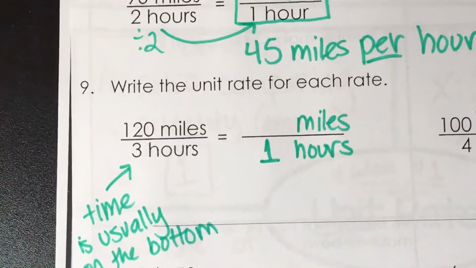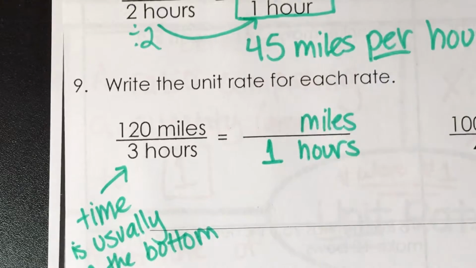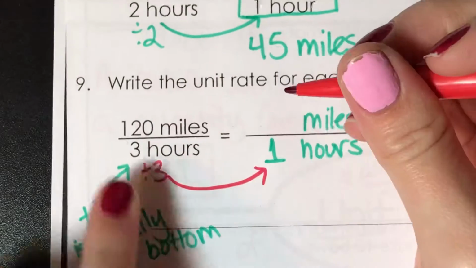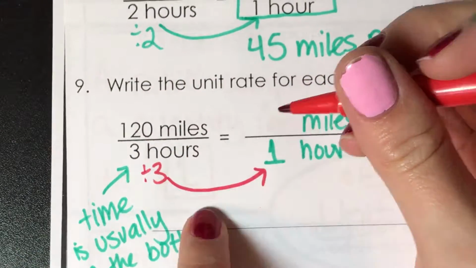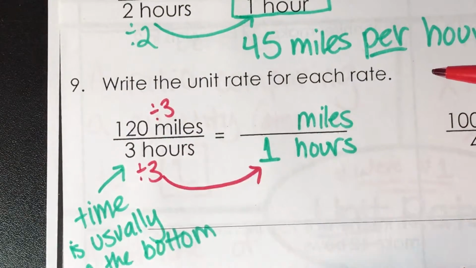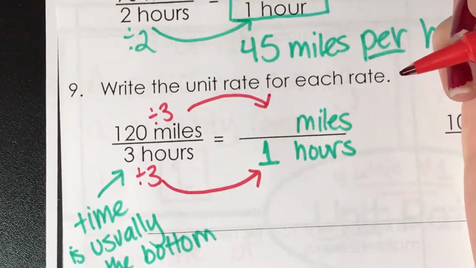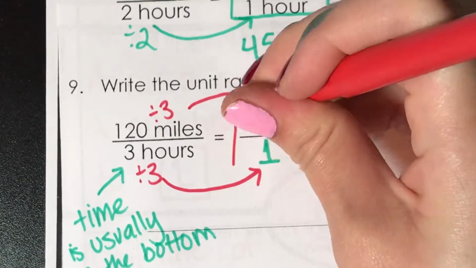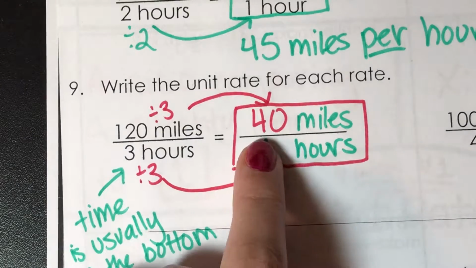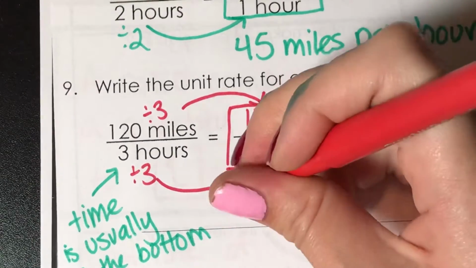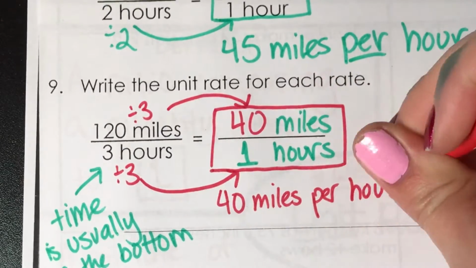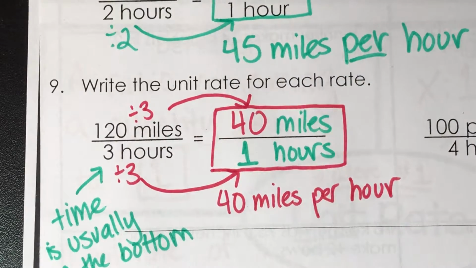So, I got to look. How do I get from 3 to 1? Using division. Well, 3 divided by 3 is 1. Any number divided by itself, the same number, gets me to 1. What I divide on the bottom, I got to divide on the top. 120 divided by 3 is 40 miles. So there is my unit rate. So in this case, you went 40 miles per hour. That's this particular unit rate.